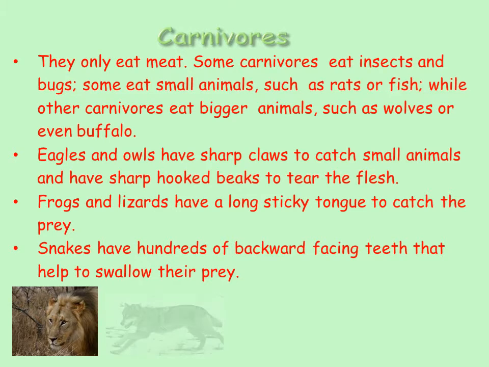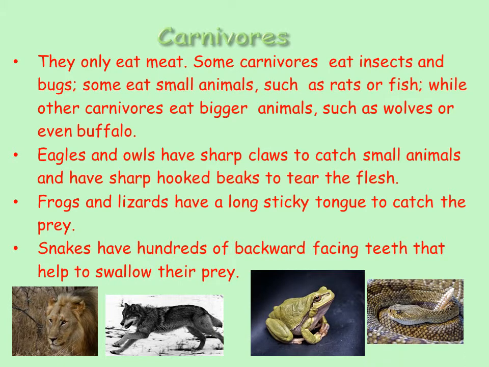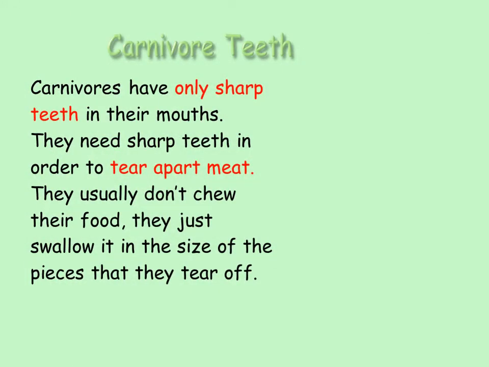Eagles and owls have sharp claws to catch small animals and have sharp hooked beaks to tear the flesh. The frogs and the lizards have a long sticky tongue to catch the prey. Snakes have hundreds of backward facing teeth that help them to swallow their prey.